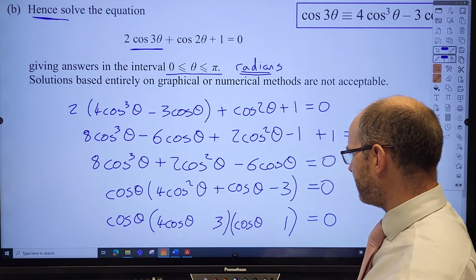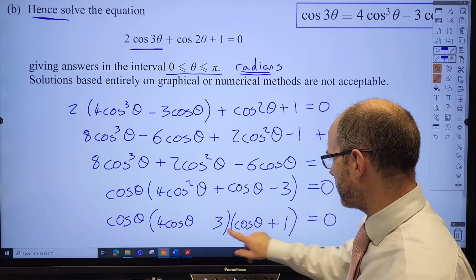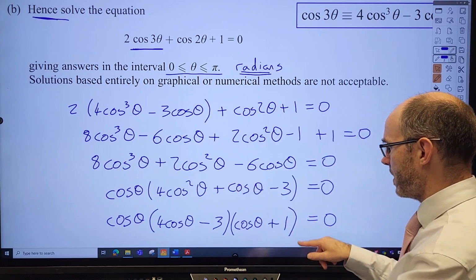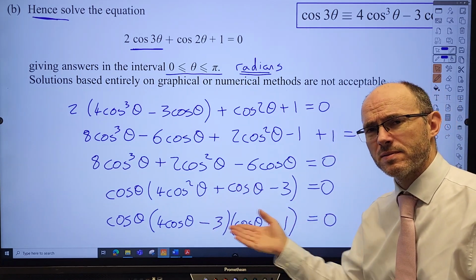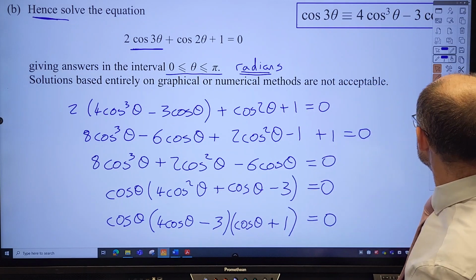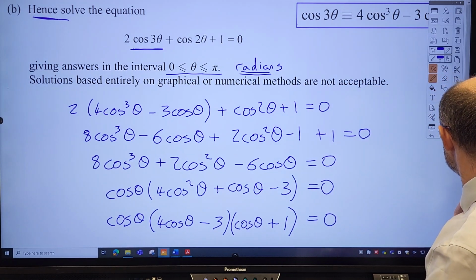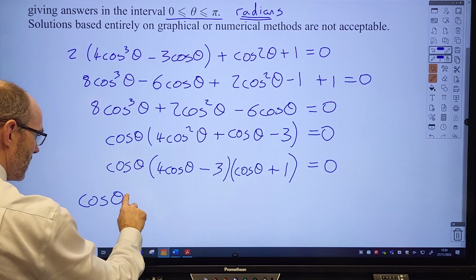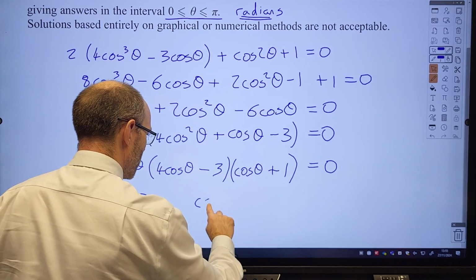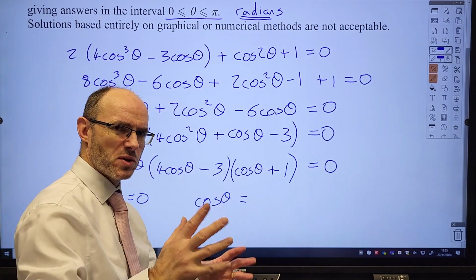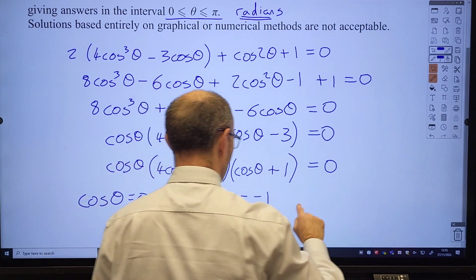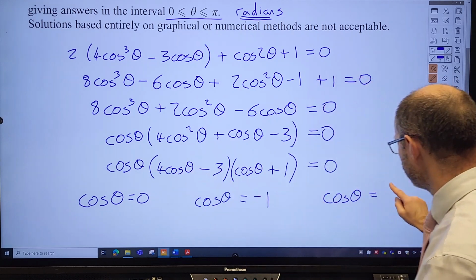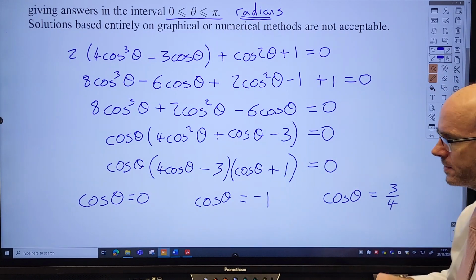Okay, so what I want to have is plus 4 cos theta, minus 3 cos theta, to get that. And I want to have the negative 3, so that's all going to work in. So that's that. Next, we then write down that our solutions are either cosine theta equals 0, cosine theta equals negative 1, or cosine theta is equal to 3 over 4. Let's do it in order of simpleness.